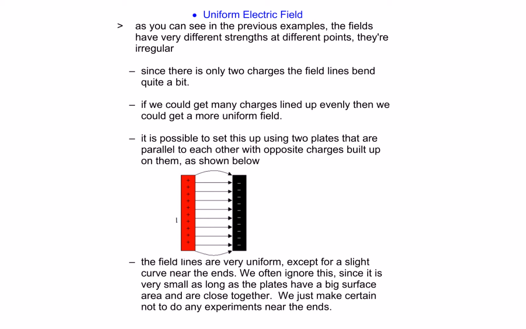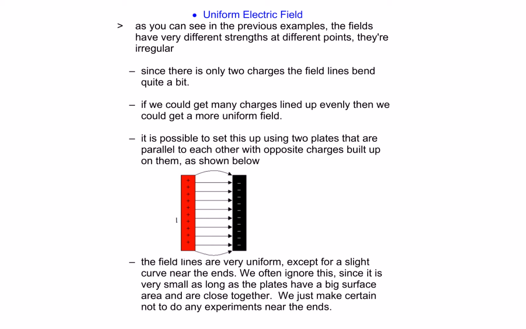So now the idea is, well, how can we create a regular electric field? We don't want it to be bending and different at different places. We want it to be pretty consistent and uniform throughout. So what we see is that when there's only two charges, we get quite a bit of bending going on. So the idea is, what would happen if we have a whole bunch of charges?